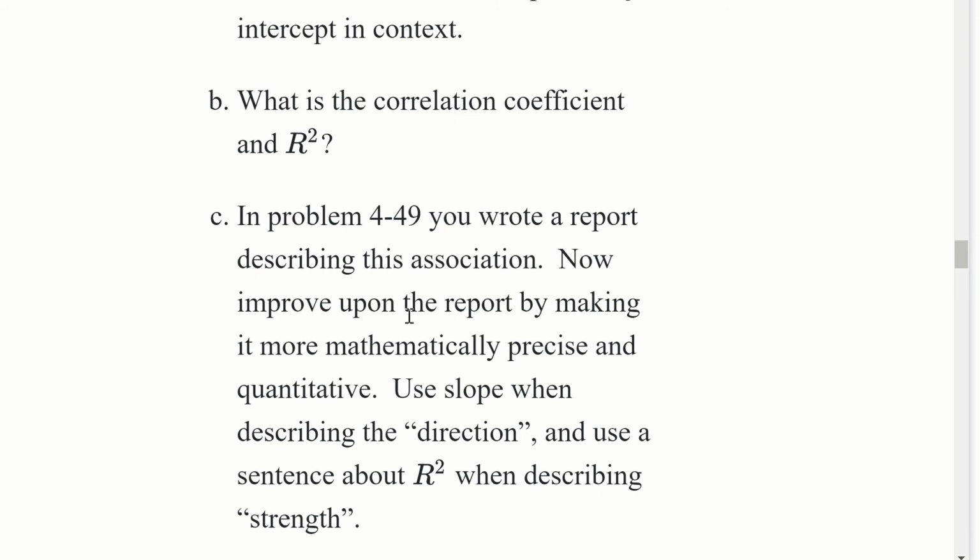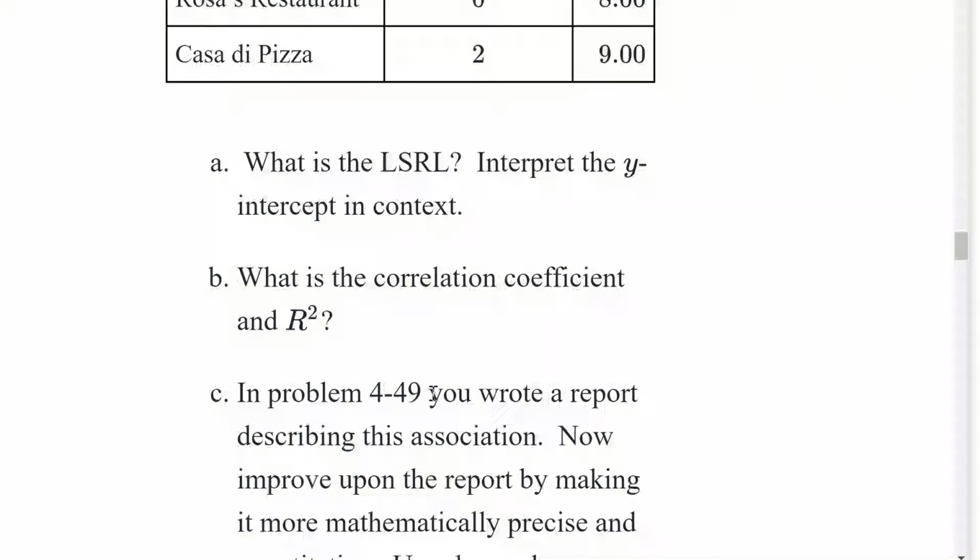And then part C says, in problem 49, you wrote a report describing this association. Now improve upon that report by making it more mathematically precise and quantitative. Use slope when describing the direction, and use a sentence about r squared when describing the strength. So again, I would suggest referring to the math notes in this section when thinking about r squared. But that's the first of two problems I want you to do.